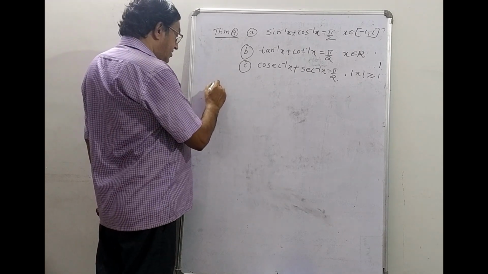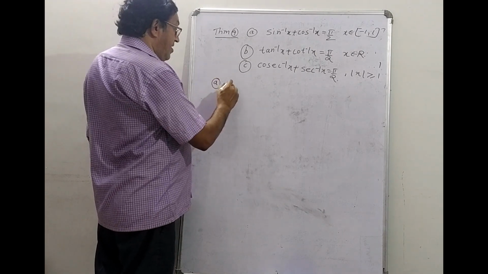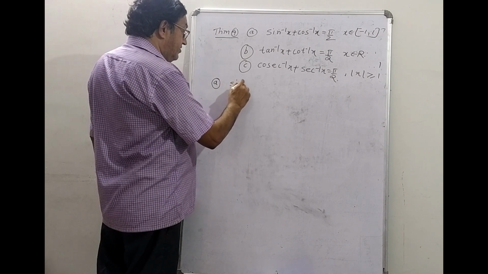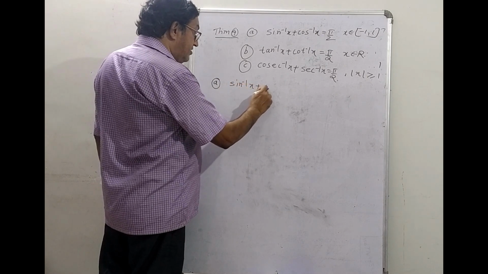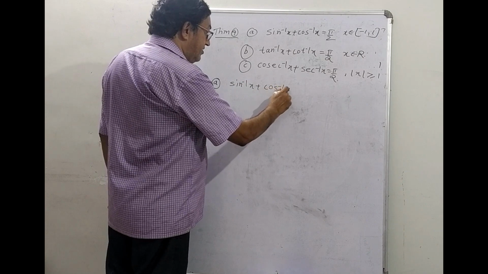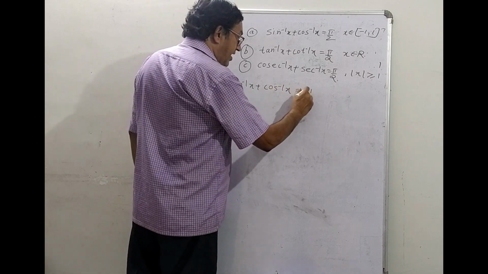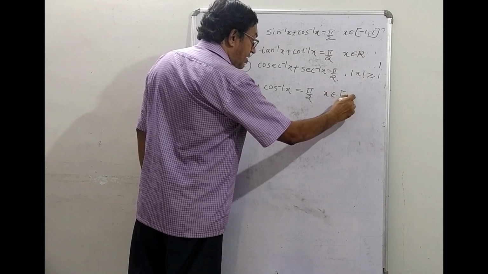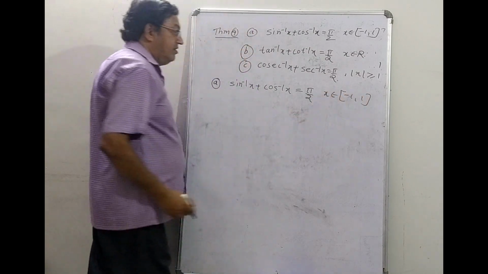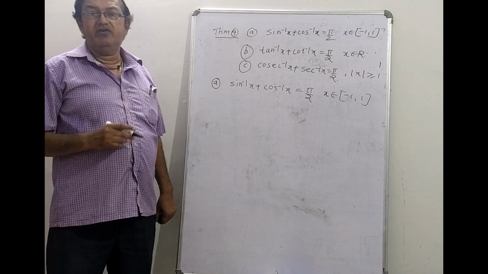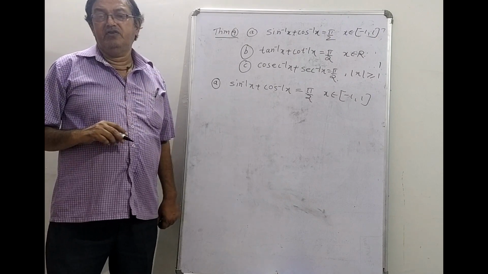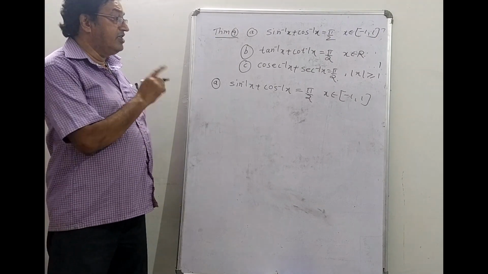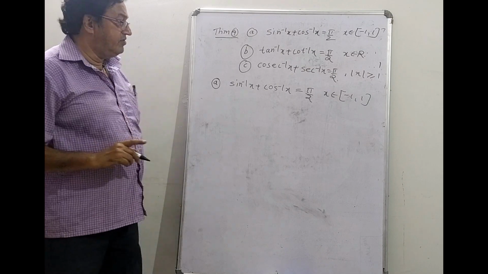What is your first part? First part is sin inverse of x plus cos inverse of x equals pi by 2, x belongs to minus 1 and plus 1. This is your first part: sin inverse of x plus cos inverse of x is pi by 2, x belongs to minus 1 and plus 1.